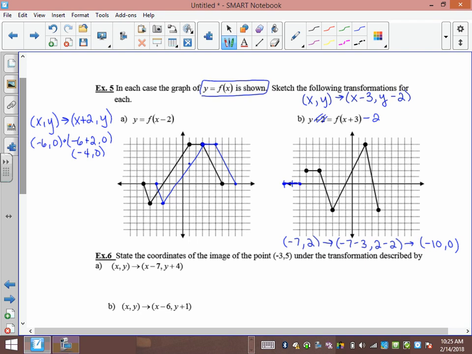Connect them. 3 left, 1, 2, 3, 2 down. Connect them.